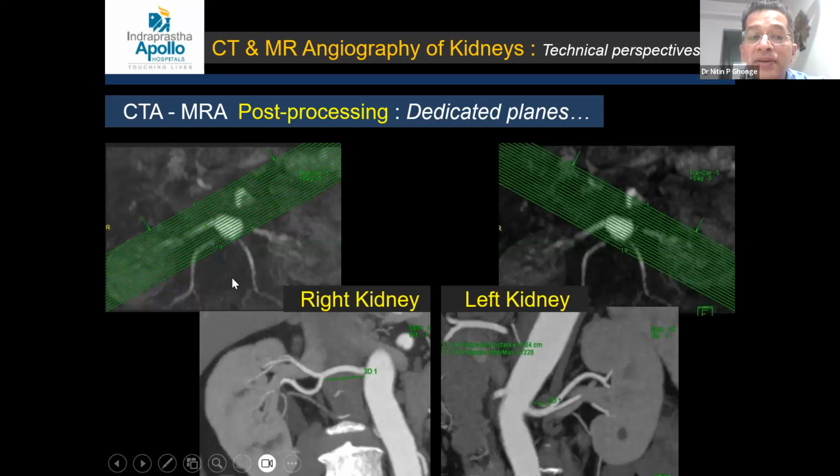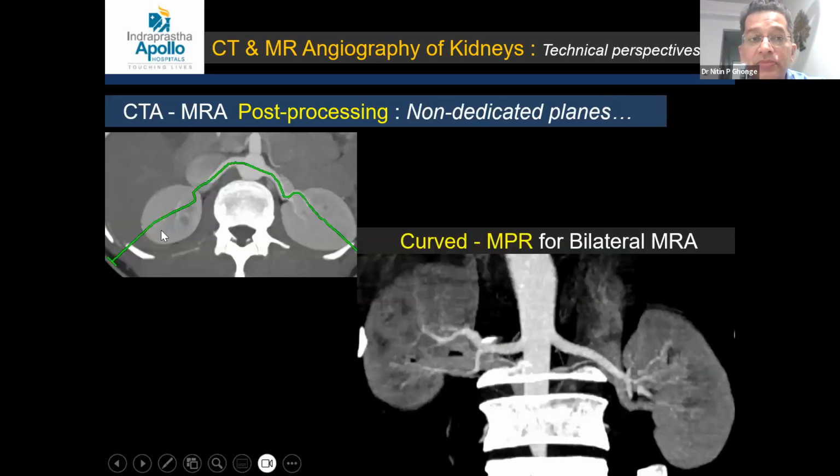So according to this plane, we can see the complete length of the renal artery bifurcation and the hilar branching. Similarly, on the left side, we can see the complete length of the left renal artery and its branch. So this is along a straight line. These are called MPR or multiplanar reconstruction.